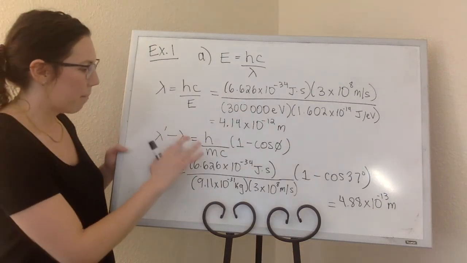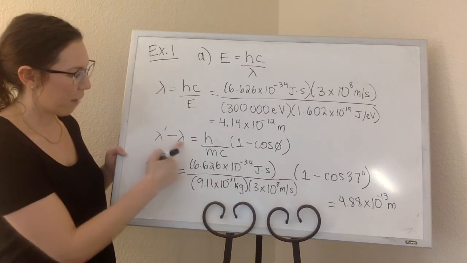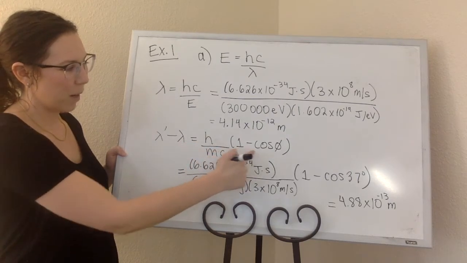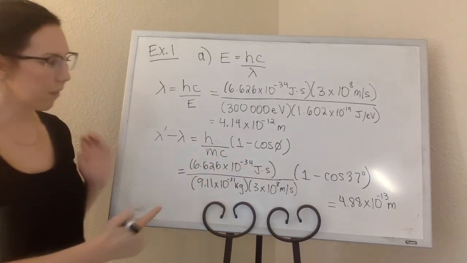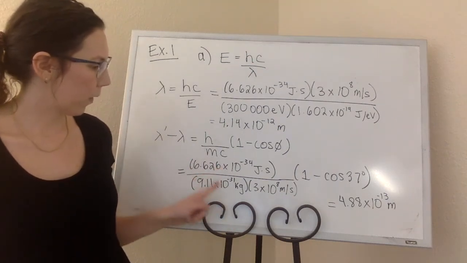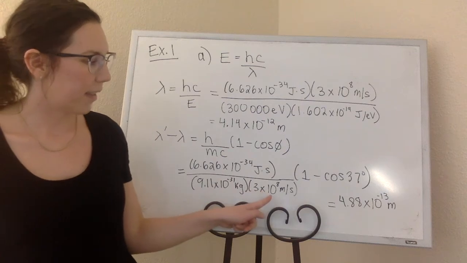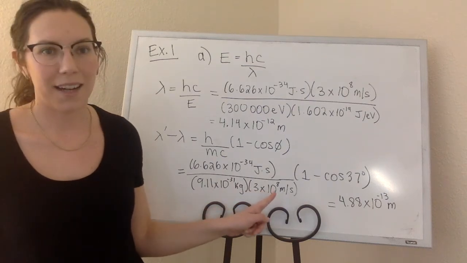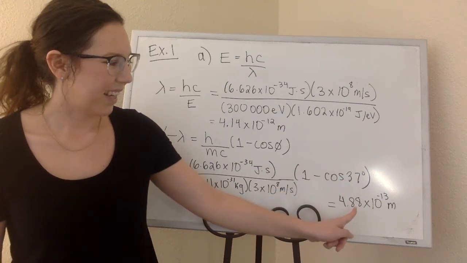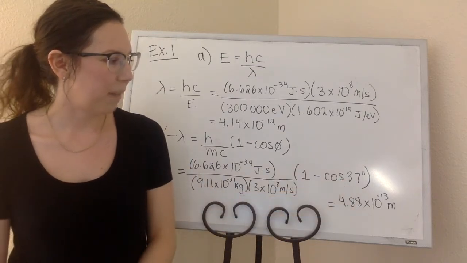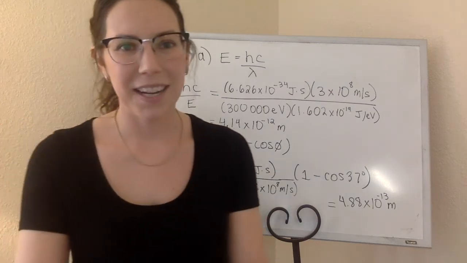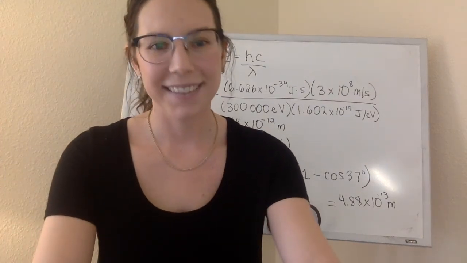So lambda prime minus lambda, scattered wavelength minus initial wavelength, equals h over mc times 1 minus cos phi. And then again, plugging in the constants here, we have Planck's constant over the mass of the electron, and then c, the speed of light, all in SI units here. 1 minus cos 37 degrees gives me 4.88 times 10 to the negative 13 meters. Okay, I'll just pause and erase so that we can do part B.